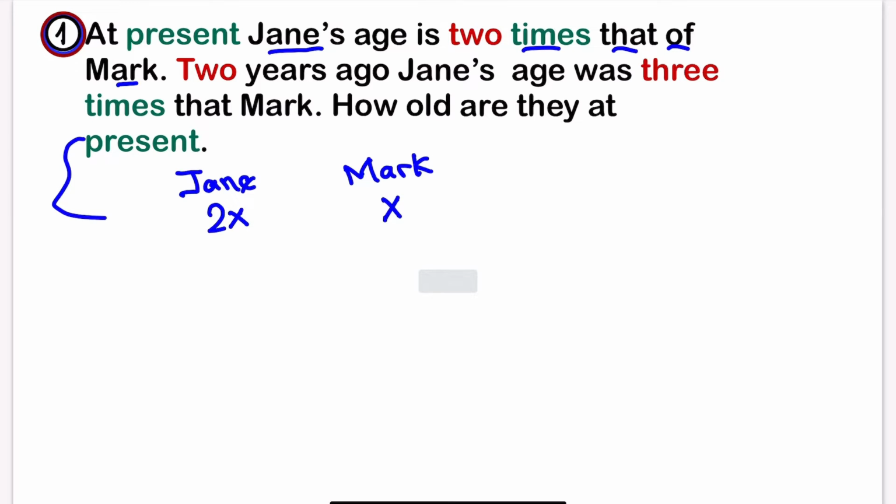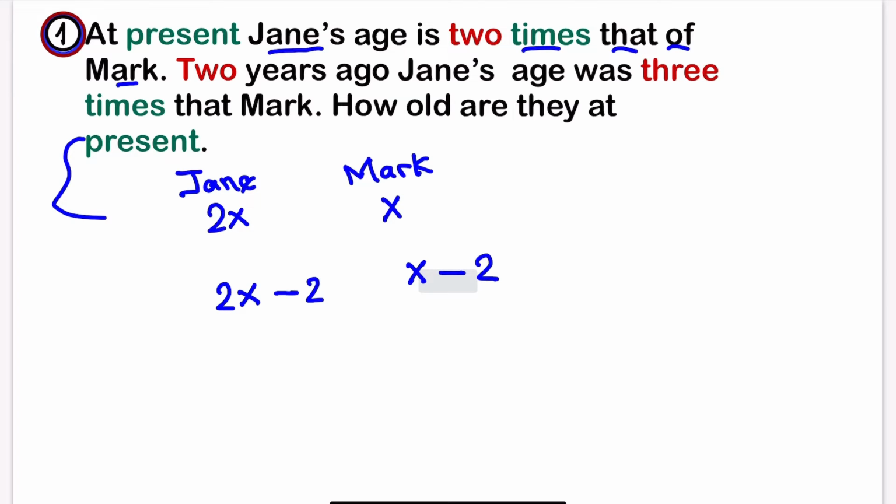Okay, so let's continue. 2 years ago. If you're 20 years old now, 2 years ago you were 18, so we need to subtract. So we write 2x and x. 2 years ago we need to subtract 2. We subtract 2 years from Jane and also 2 from Mark.